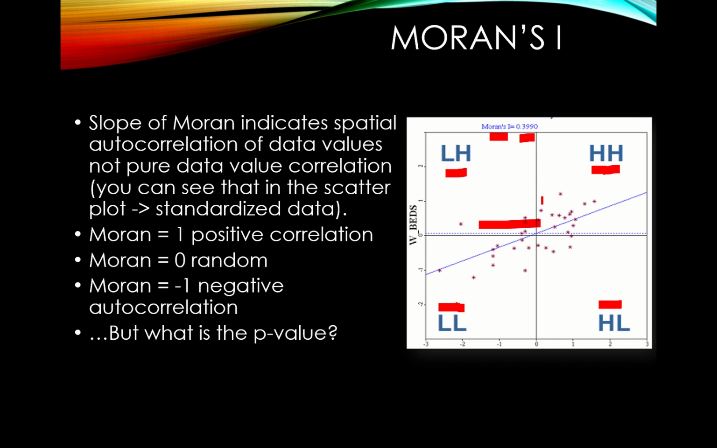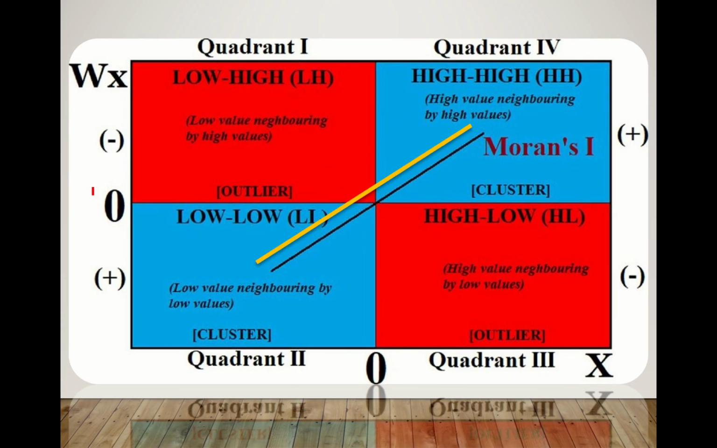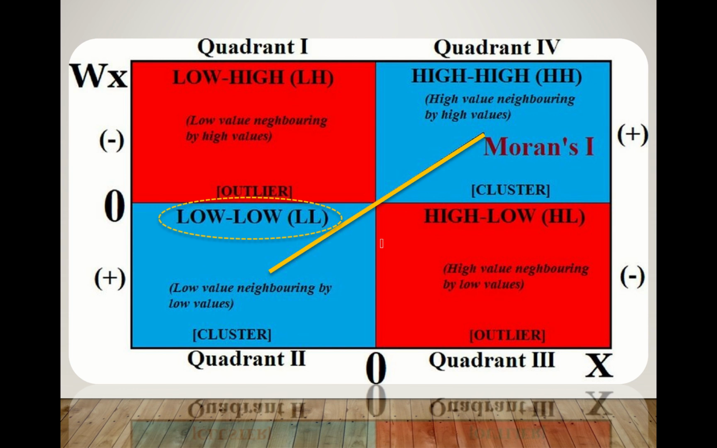But remember that the Moran's I is not the only thing you're using to determine whether your data set is significantly autocorrelated or not. Like other statistical tests, we also have to look at the p-value to see if it's significant. So again, just to reiterate, if your Moran's I is positive, so you have a positive slope, that means that most of your data values are falling within the low quadrant and the high quadrant, meaning that when you have a low value, it tends to be located next to a low value.